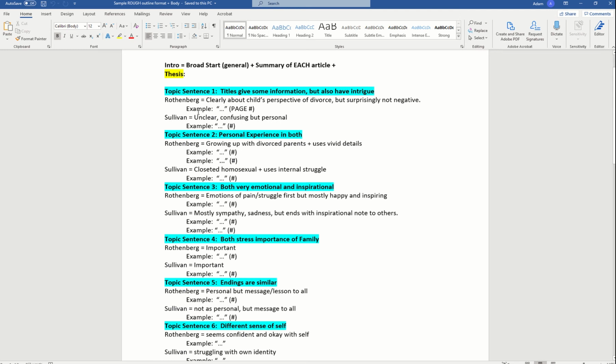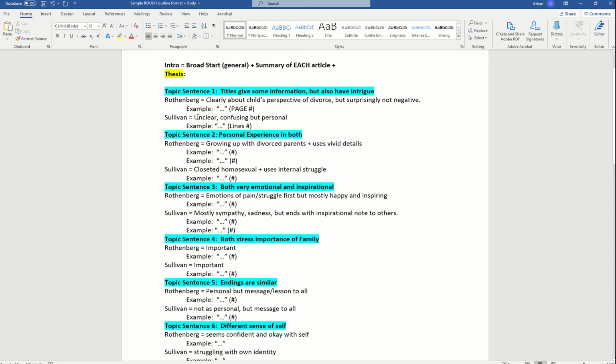Sorry, not the topics. So my ideas for Rothenberg, hers is clearly about a child's perspective of divorce, but surprisingly not negative. Then I'm going to need an example, which is a direct quotation, and the page number. I would not actually write "page number." I just did that in the first one so that you know the page number would go there. Or for Sullivan, I actually should write, I know his is lines, so I should write "lines" because I will write line numbers. Now, the only example I can use for this topic sentence is really the title. So I pretty much know what my quote's going to be.